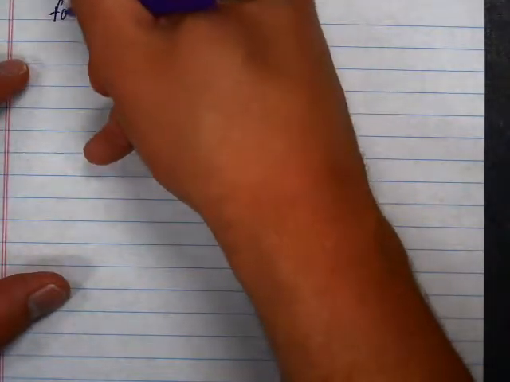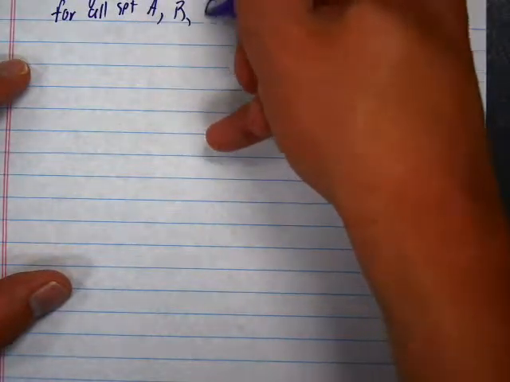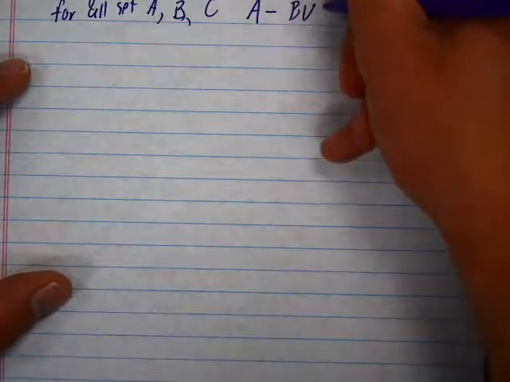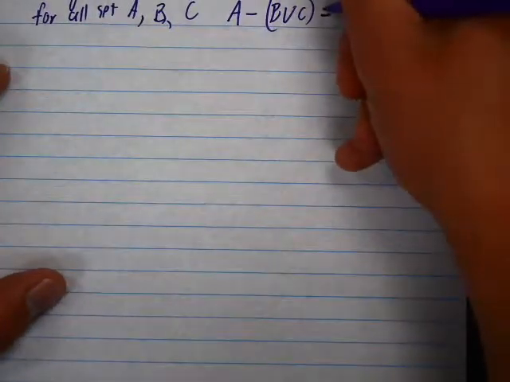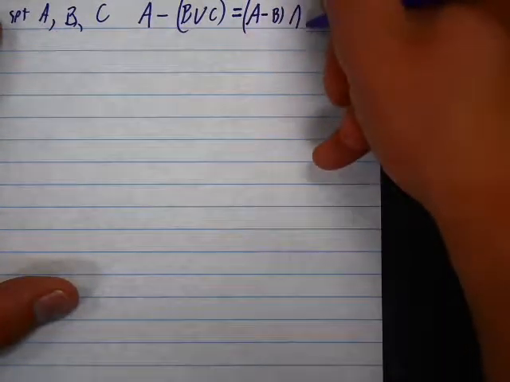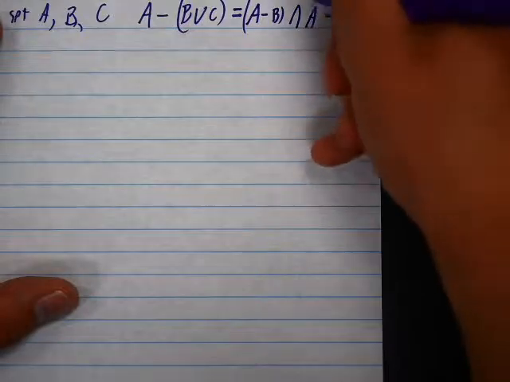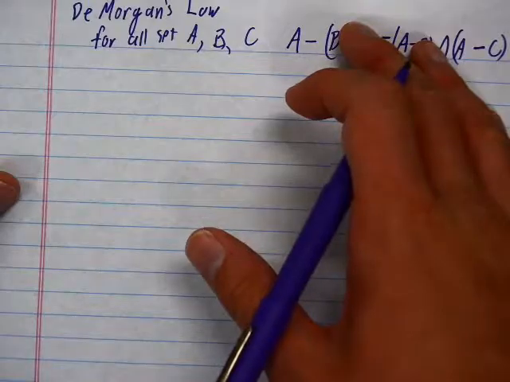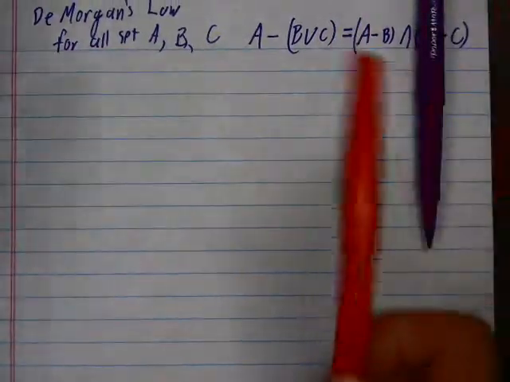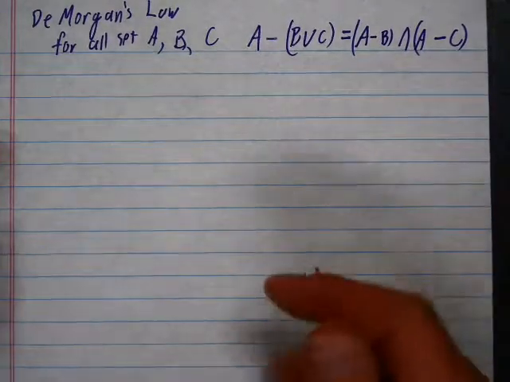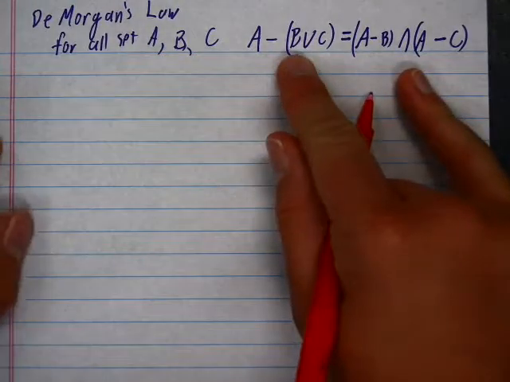Says that for all sets A, B, C, A set minus B union C is the same thing as A set minus B intersect A set minus C. It also says another thing, but just like the past couple, I'm only going to prove one of the results. Just in the interest of my own voice, it is getting tired. So let's try to prove that.